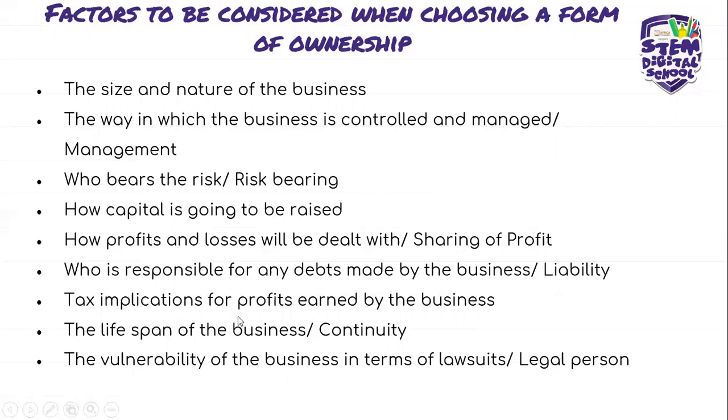Your tax implications for the profits earned by the business. You must know your tax implications, meaning now here you must comply with SARS. You must make sure that you submit your tax returns each year and so on. The lifespan of the business, or the continuity, meaning the going concern. Looking at the next 10 years, 15 years, or 20 years, where do you see your business? What is the lifespan? Is the business seasonal, or is the business for the rest of your life? The business is infinite, or some businesses we know we do just for seasonal things.